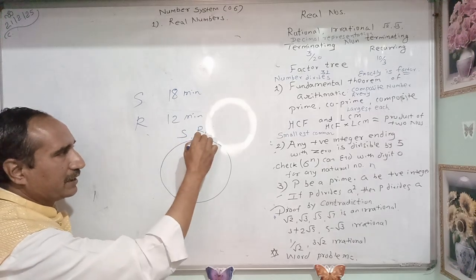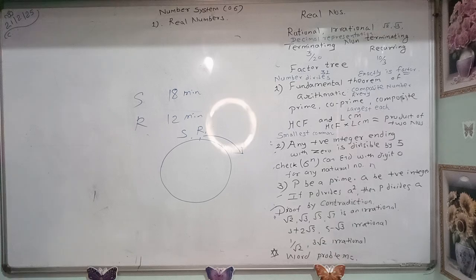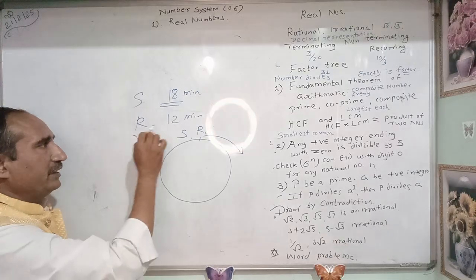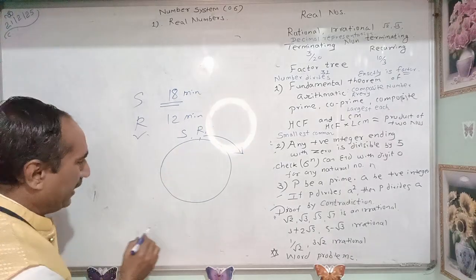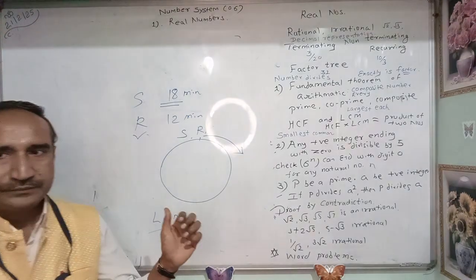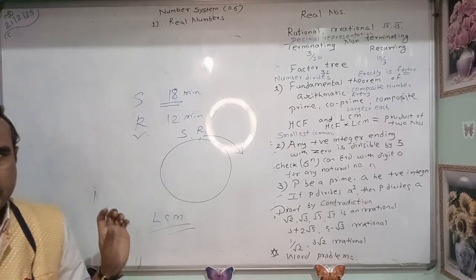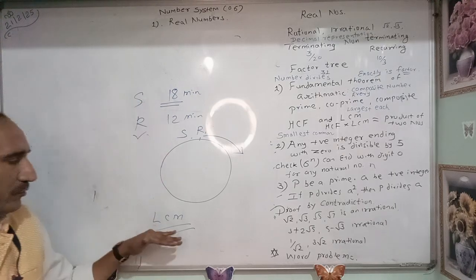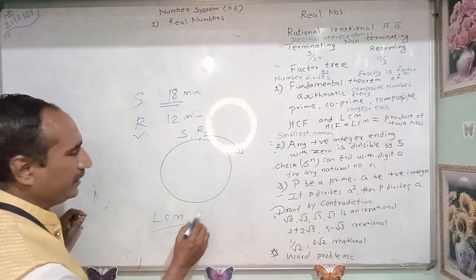Sonia and Ravi start moving along a circular field. Sonia needs 18 minutes to complete a round. Ravi needs 12 minutes to complete a round. So in this case, we have to find the LCM. Whenever there is a word problem about meeting again at the same point or at the starting point, we have to take the LCM. So the LCM of 18 and 12.